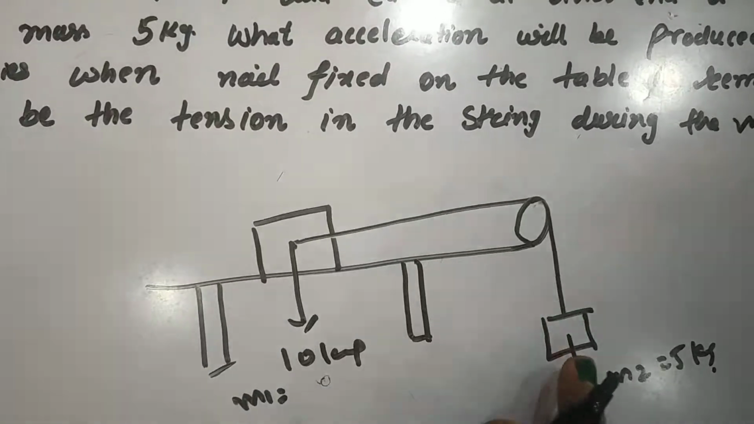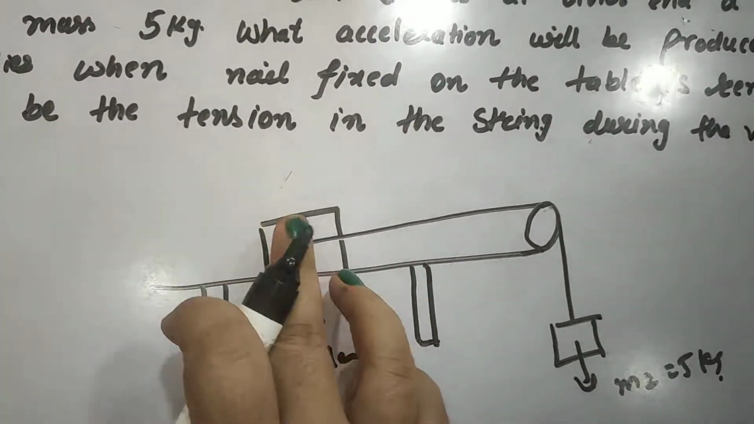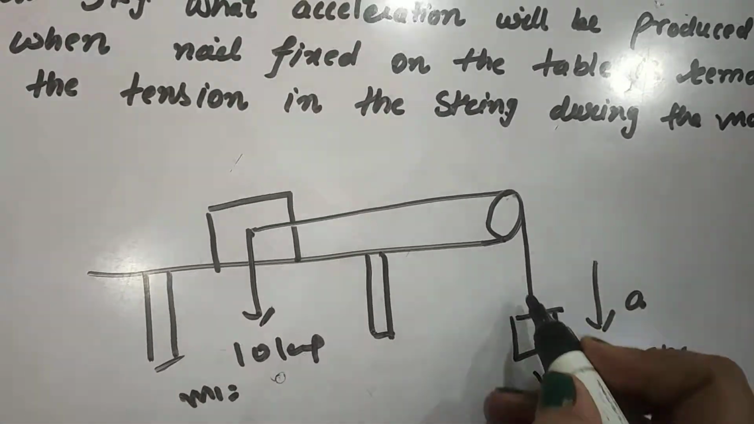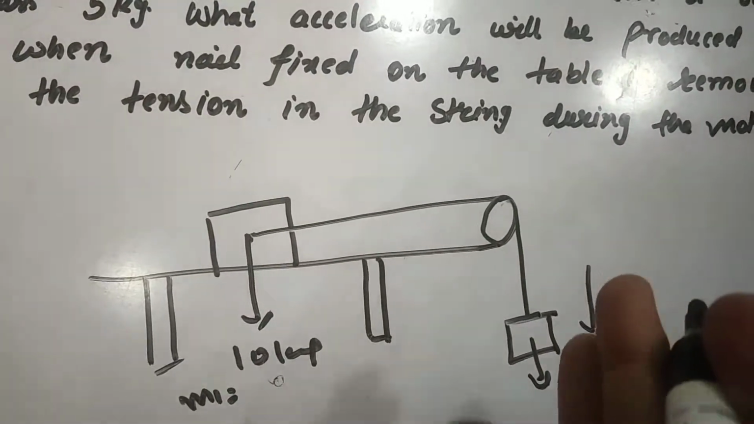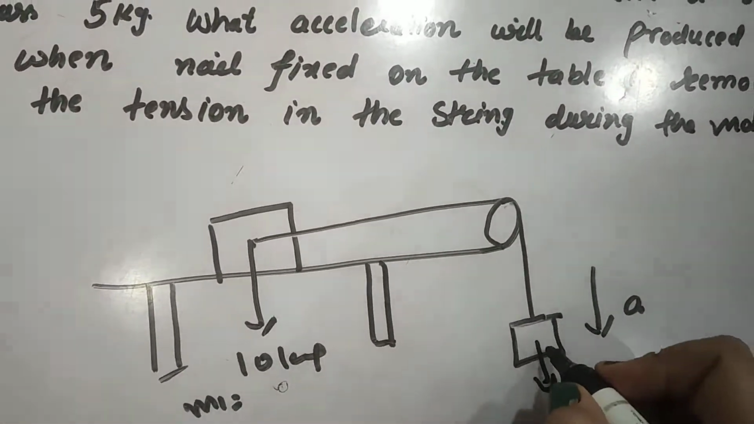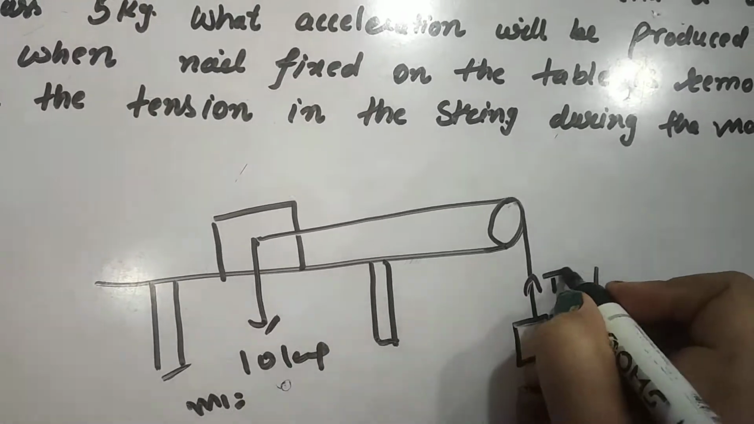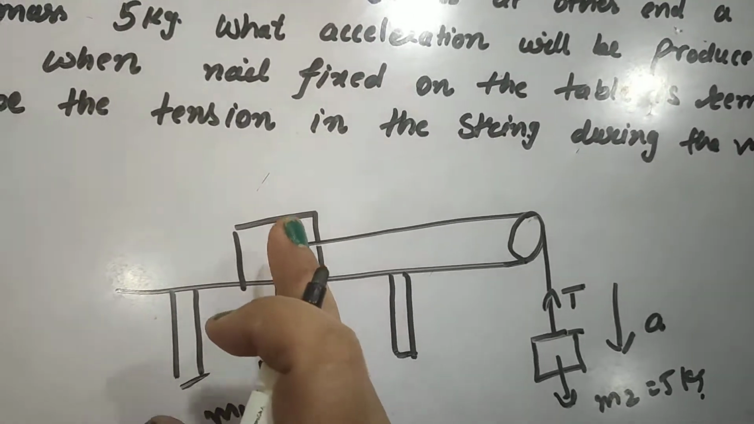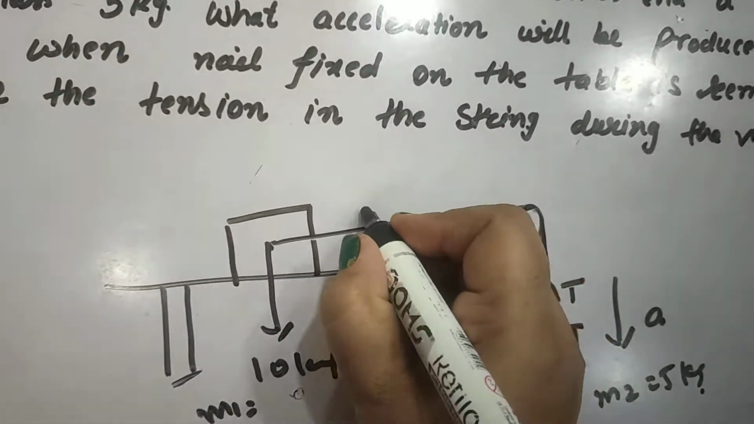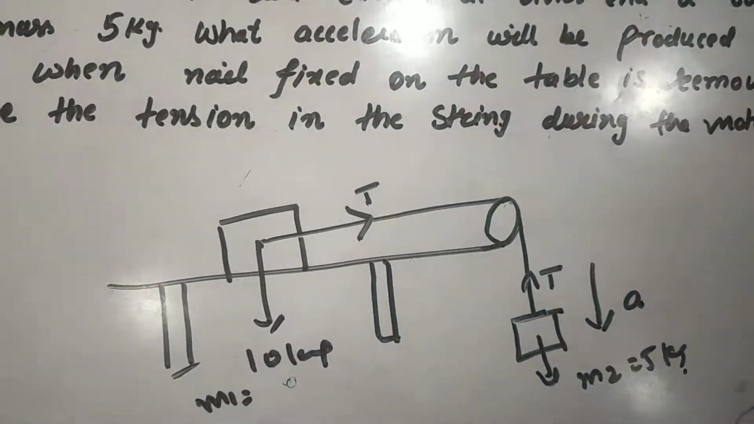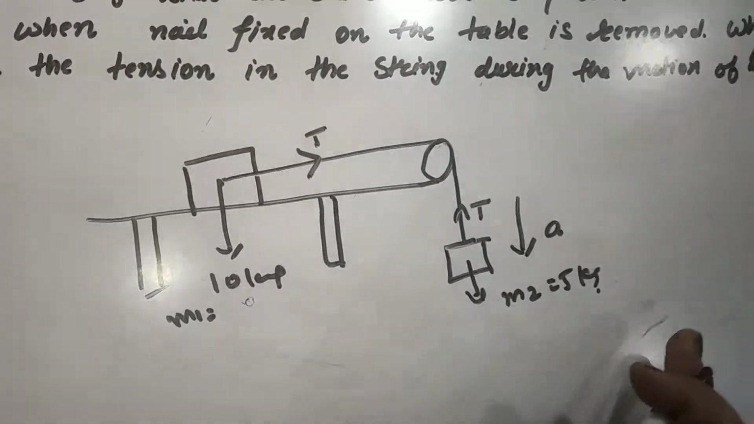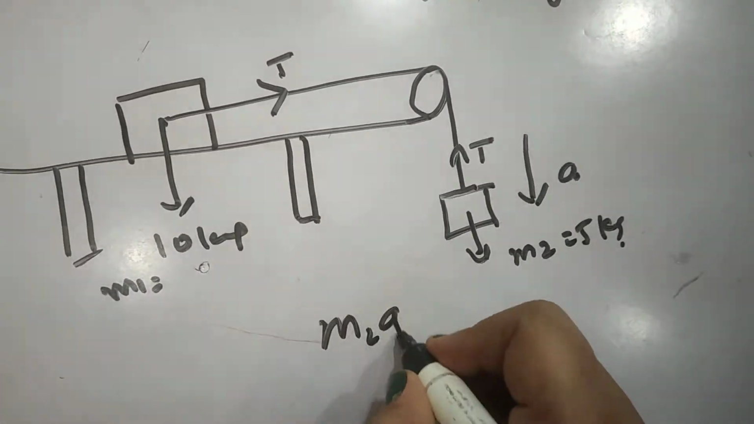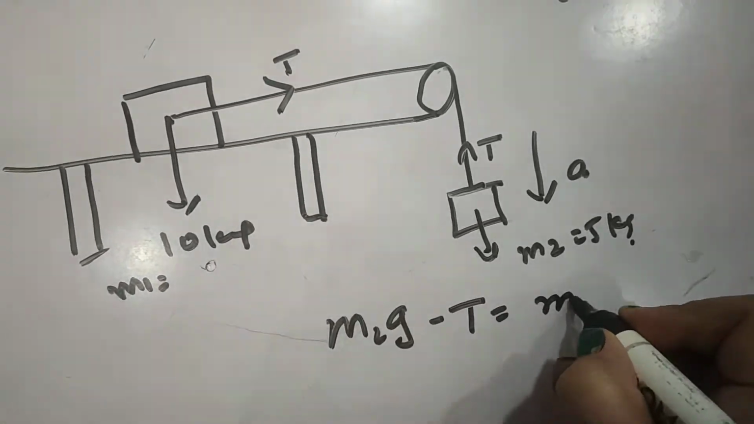Now since this mass is pulling this mass, the acceleration is in this direction, A. And the tension, we know that tension always acts away from the point where it has been applied. Since it has been applied to this mass, tension will be directed upward, away from this body, so tension T is in this direction, right? Now while writing the forces for this mass, since it is going downward, we will write m2g minus T is equal to m2a.